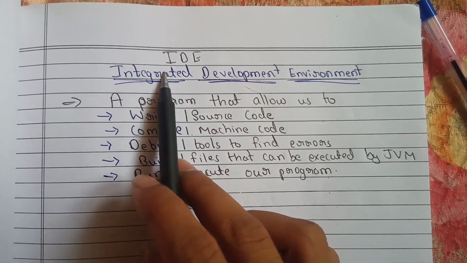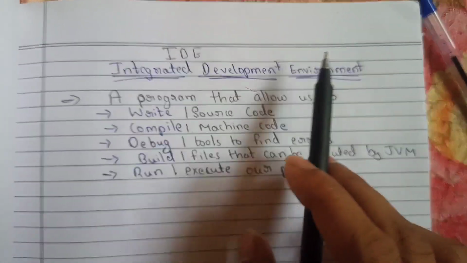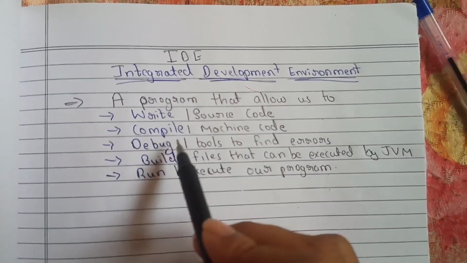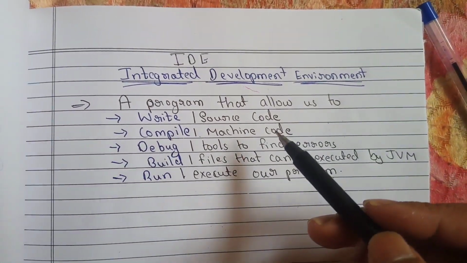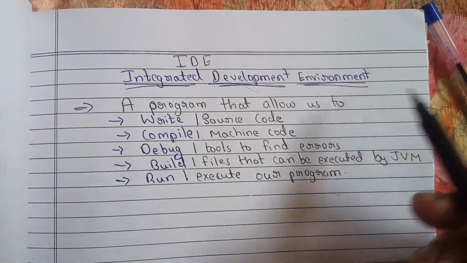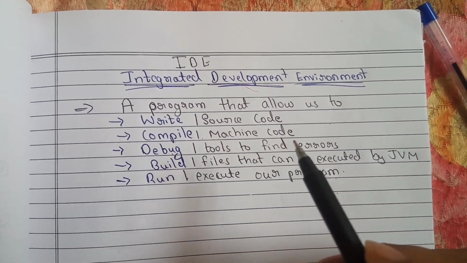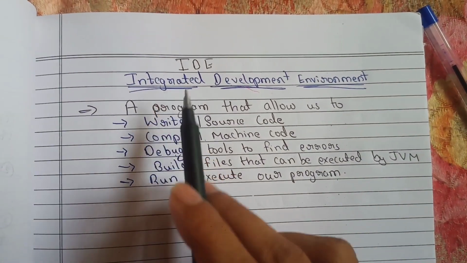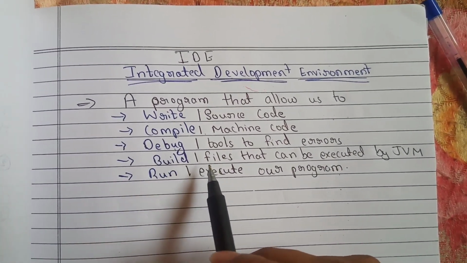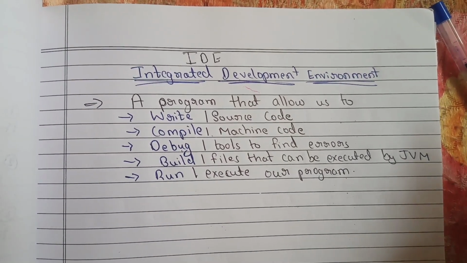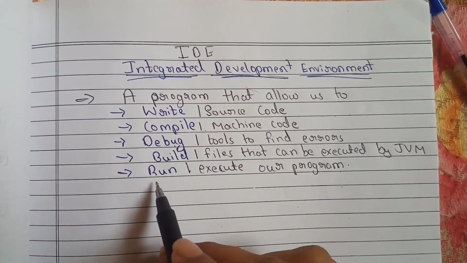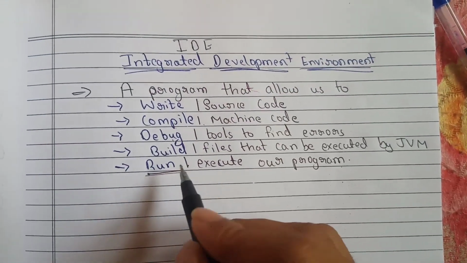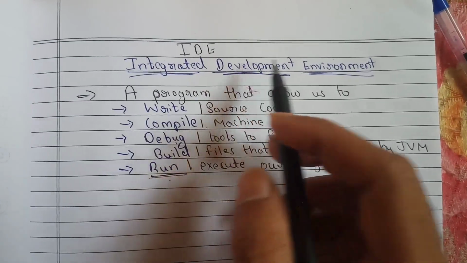So let's come to the last topic, that is IDE, Integrated Development Environment. It is a program that allows us to write our source code and also compile it from Java code into machine level language. Debug, which is used to find and solve errors, is found inside the IDE. It also contains build, which executes the Java program in the Java Virtual Machine, and finally we can run our code after execution. So we can run our program easily within the integrated development environment.